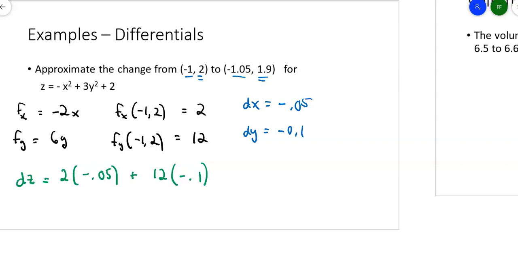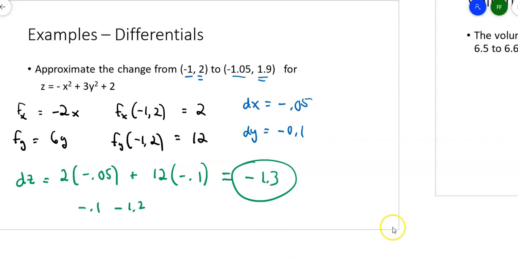Right, when I do that, this will give me a negative 0.1. That will give me a negative 1.2. So to the left, 1.2 plus 1 more gives me to the left 1.3. So as the x's go down by 0.05 and the y's go down by 1/10, the z values are going down by approximately 1.3. That's my differential. Tells me how much things change for values very close to the value that I had.